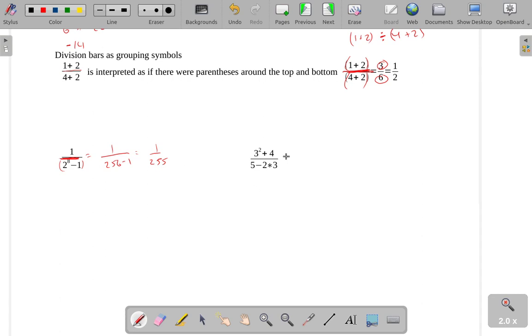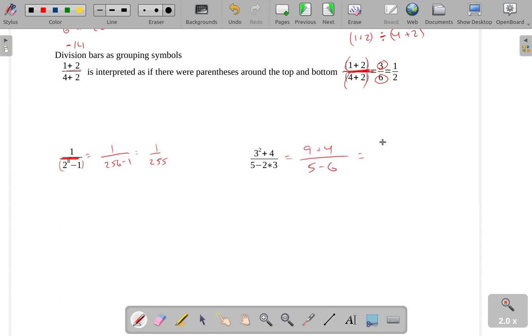Alright, looking at this next fraction, 3 squared plus 4, I have, again, a division bar here, so I can work on the top part of the fraction and the bottom part in the same step. So in this first step, I will be looking at the exponent and the addition here, so I'll do the exponent first. I have subtraction and multiplication here. The multiplication needs to come first. So we get 9 plus 4 over 5 minus 6. Now I can again do the top and the bottom before I do the division here.